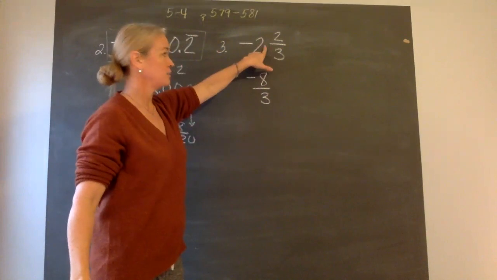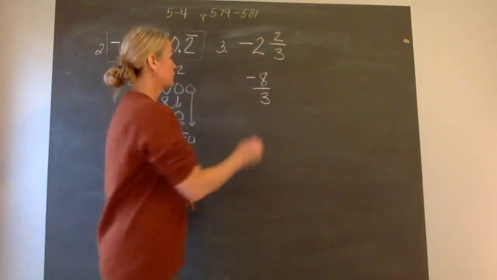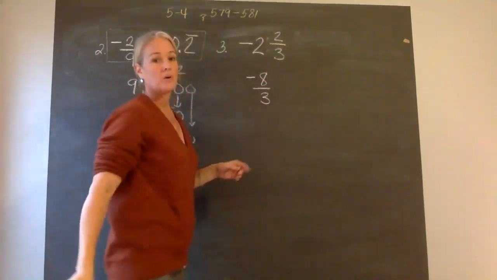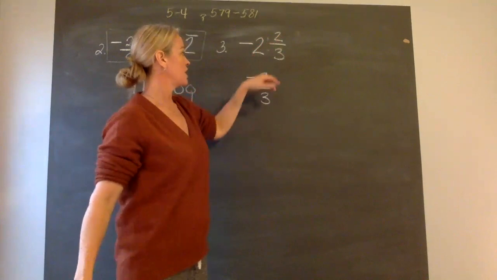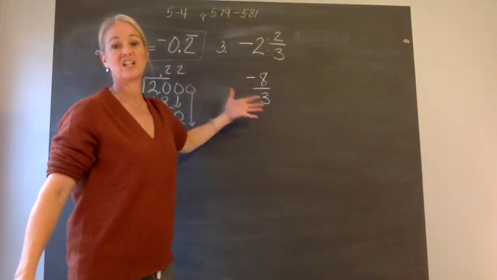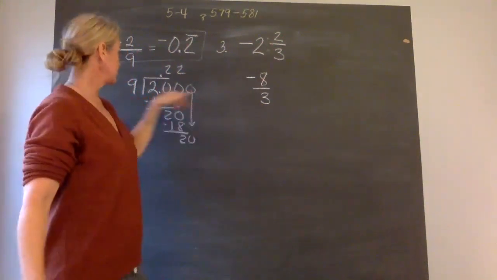Because 3 times 2 is 6, and 6 plus 2 is 8. If you remember, you go around the clock: you multiply this and add that. 3 times 2 is 6, 6 plus 2 is 8. Negative 2 2/3 is the same thing as negative 8/3. We just turned it into an improper fraction. Now we can do the same thing we did over here.